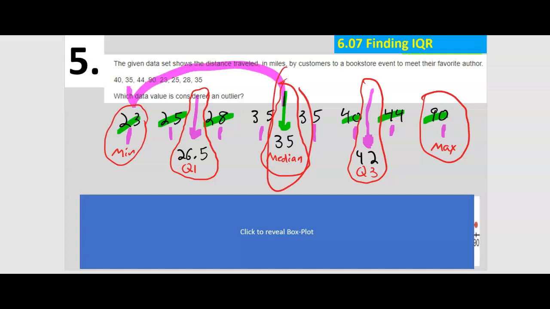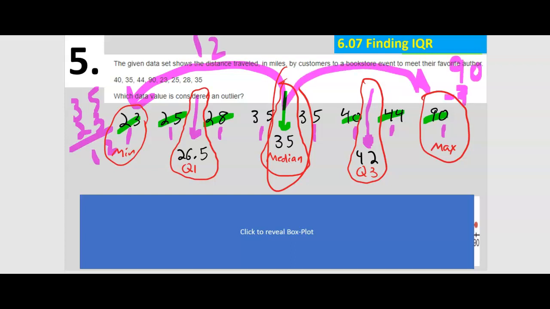If we go to the min, that's pretty far. 35 to 23, 3, 4, 5. What is that? Come on, I can do mental math, but I'm afraid to. 12, okay. And then what about going to the max? Oh, wait a minute here. 90 minus 35. Holy smokes. 40, 50, 60, 70, 80, 90. I think that's 55. Yeah, 55. Oh, yeah, that's a huge jump.